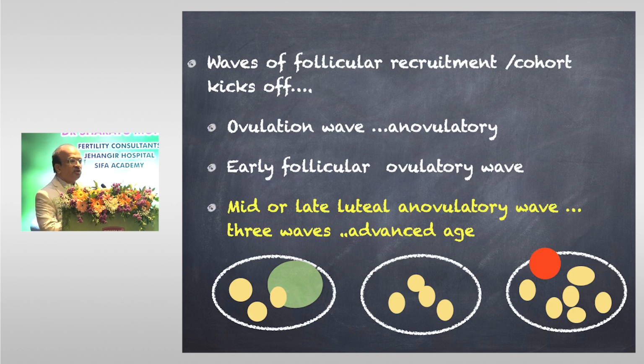So there are different waves of follicles. The follicular wave is nothing but the FSH level going up, and that will take the herd of follicles ahead. So one of the things is at the ovulation. At the ovulation, when the LH surge takes place, there is also a rise in FSH. And that rise in FSH is enough to start a follicular wave.